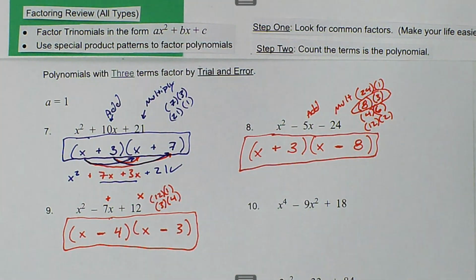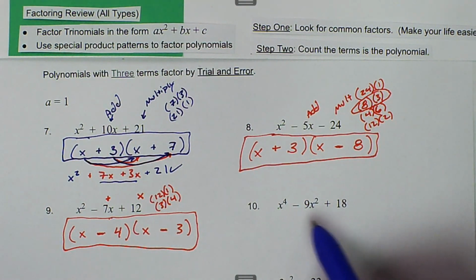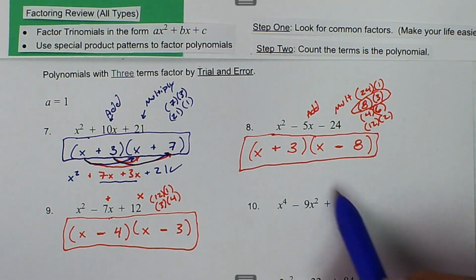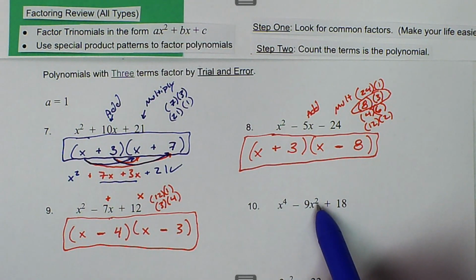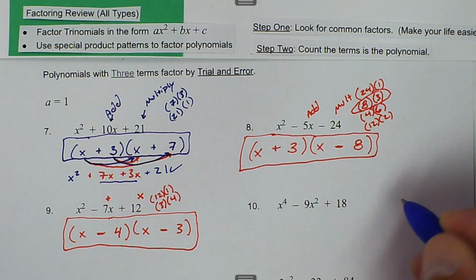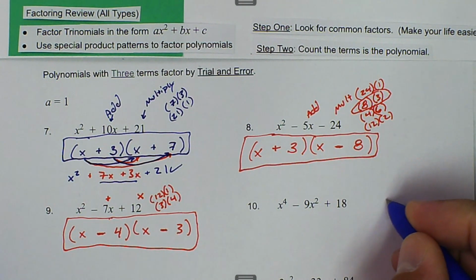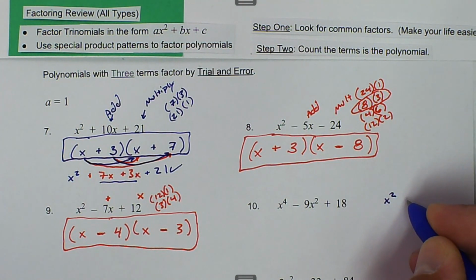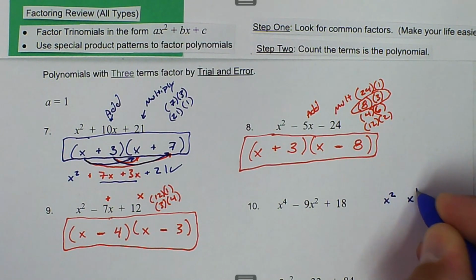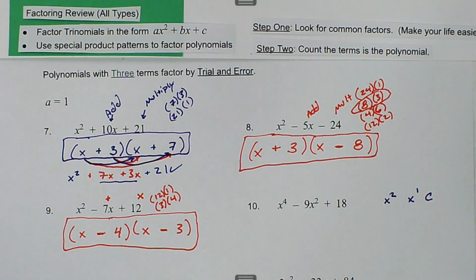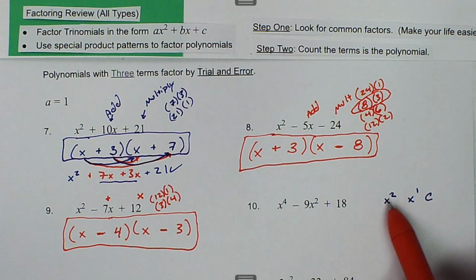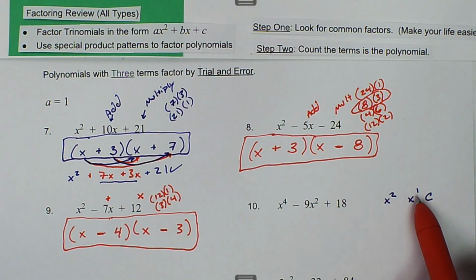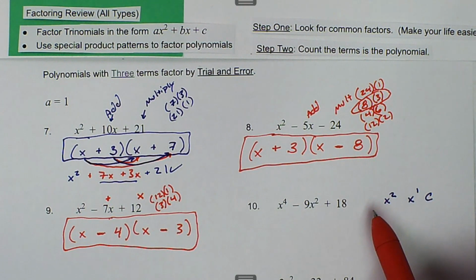The next one we have, this one's a little bit different. So this is in the quadratic form here, but something that's different is we have x to the fourth and x squared. So anytime that we have a trinomial in the form, normally we're used to seeing it as x squared, and then we have x to the first as the middle term, and then we have some constant. Well, as long as the degree of the first x is twice as big as the degree of the middle x, we can still factor it using this quadratic form.